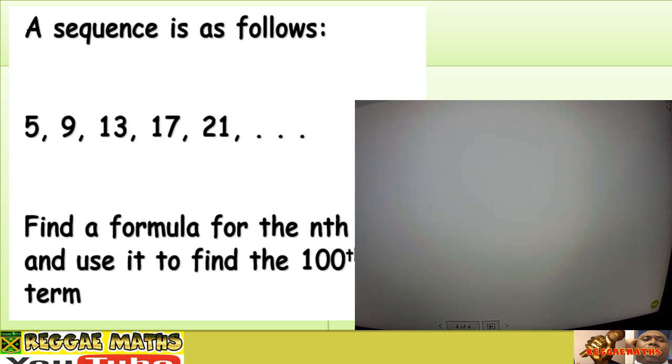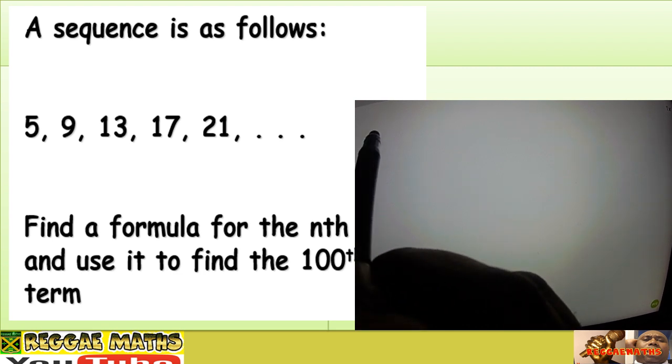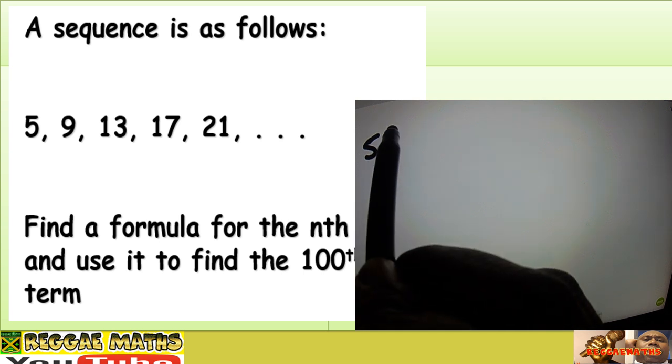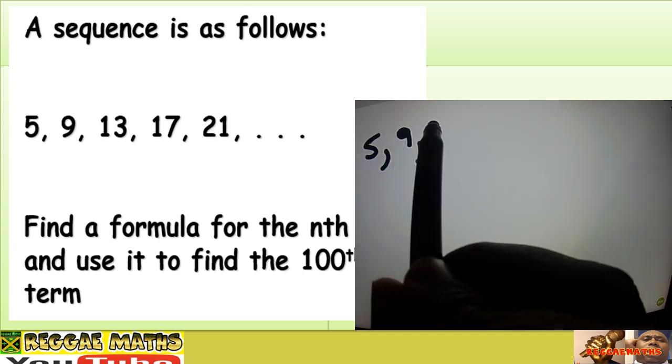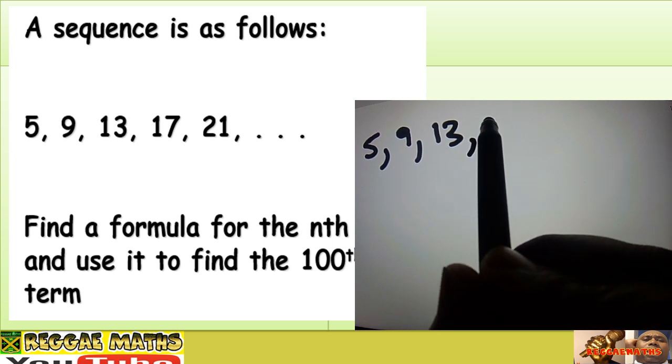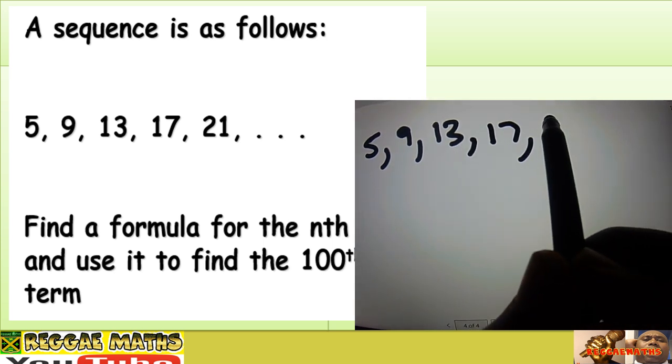Okay, in this question here it says a sequence is as follows: 5, 9, 13, 17, 21. Find a formula for the nth term and use it to find the 100th term. So basically we've got here 5, 9, 13, 17, 21.